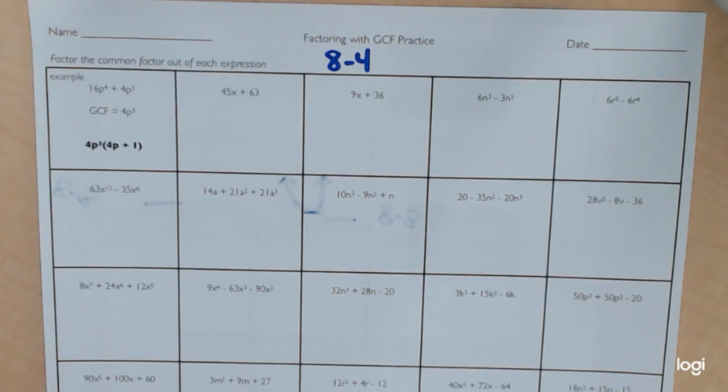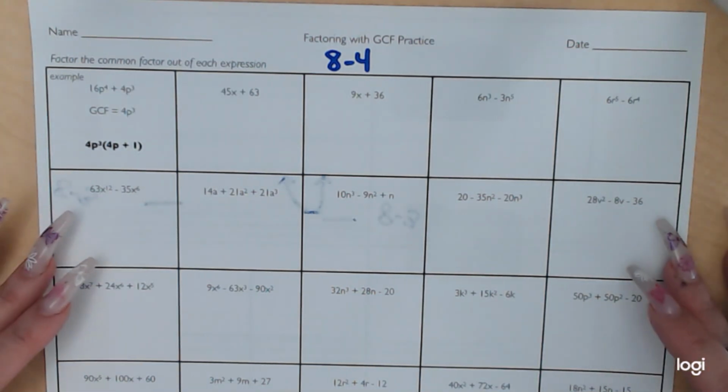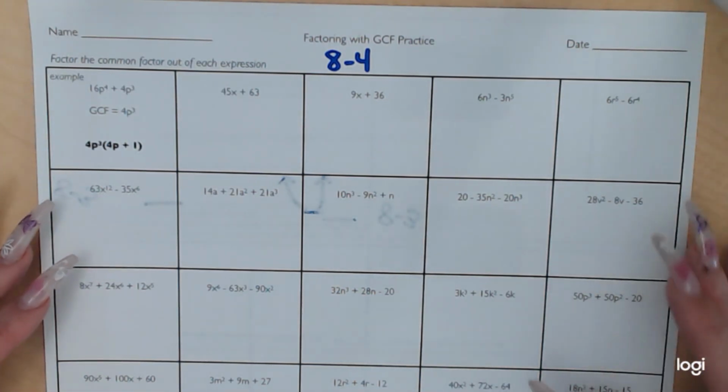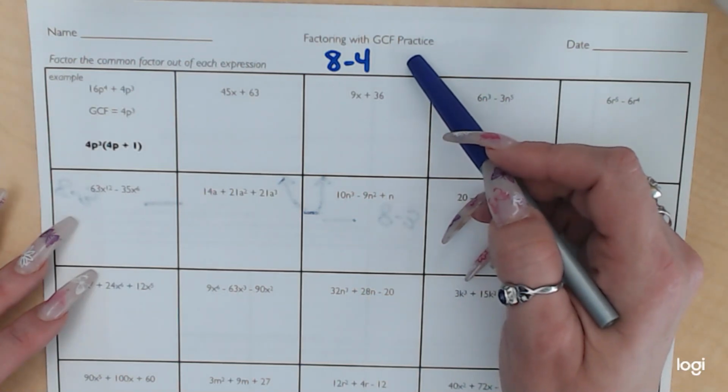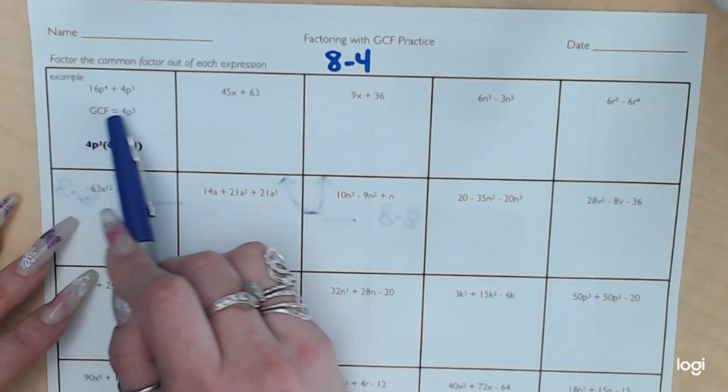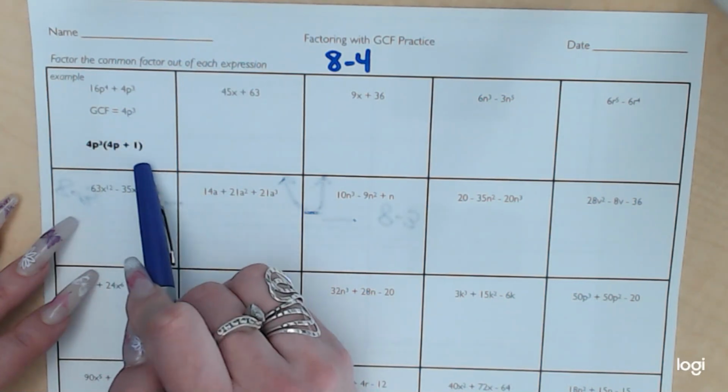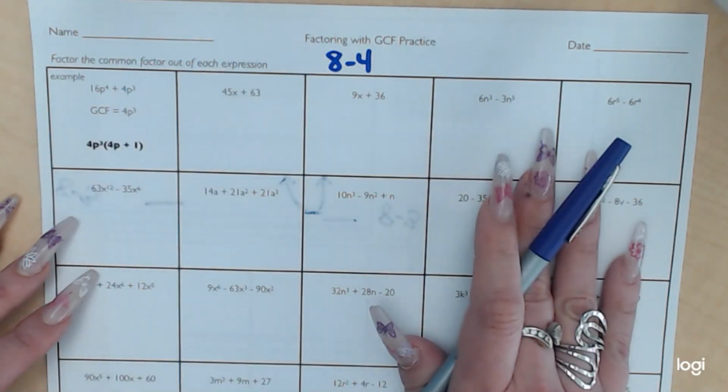This is the beginning of lesson 8.4, and you're first going to do a warm-up where you're going to review factoring with GCF. So you're just pulling out the greatest common factor and writing what's left in parentheses. So you're going to do that page first.